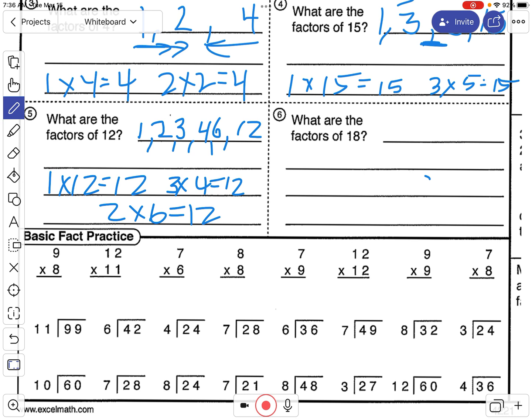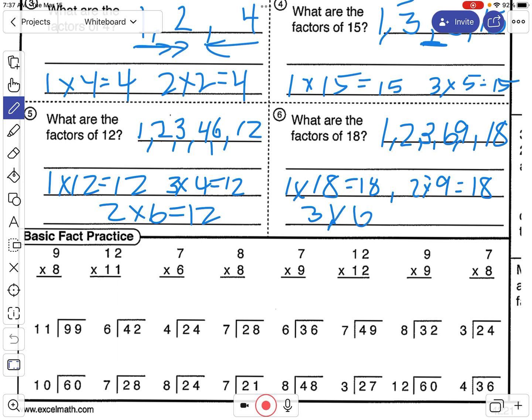All right, and for the number 6, 1 and 18. And then 18 is even, so 2 and 9. And then we try 3 next. 3 times 6 is 18. And between 3 and 6 is 4 and 5. 4 and 5 do not go into 18. So I found all the factors of 18. 1 times 18 is equal to 18. 2 times 9 is equal to 18. 3 times 6 is equal to 18. So those are your problems down there.